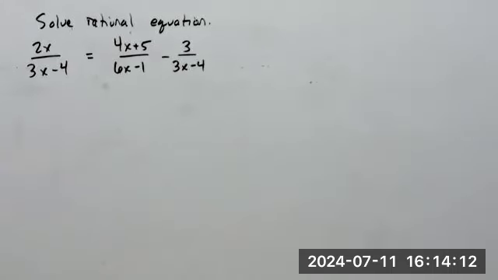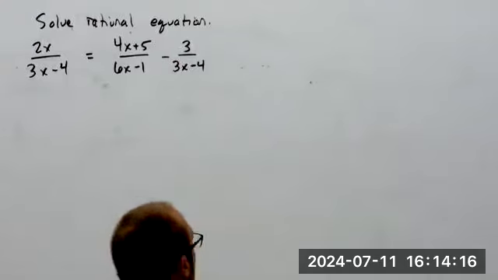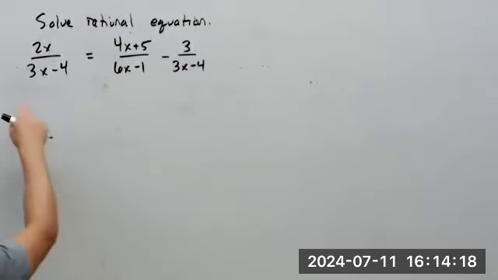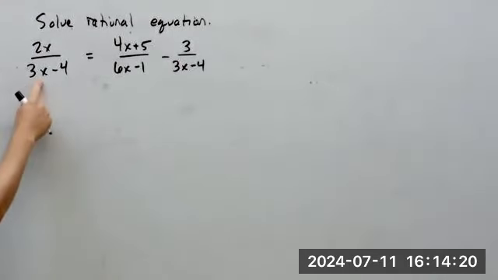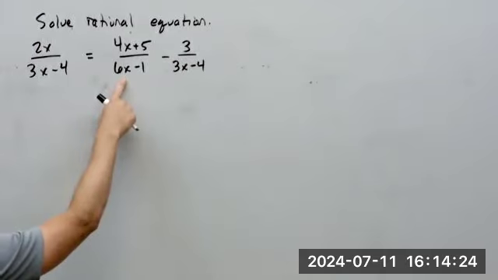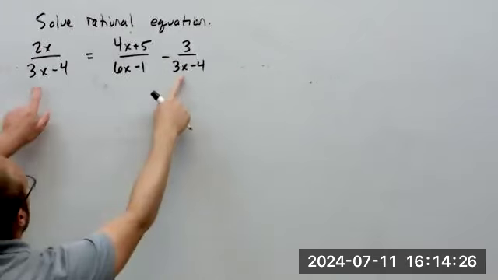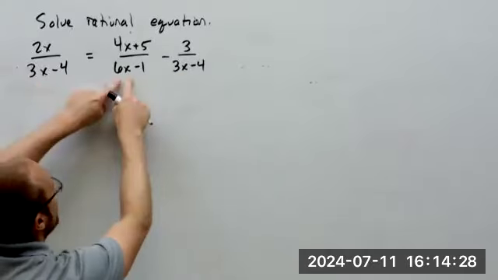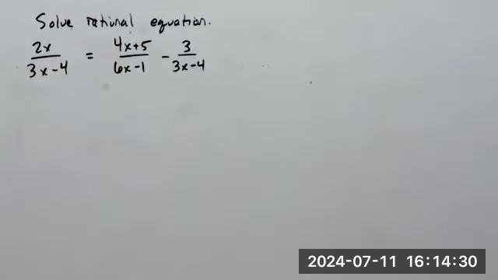All right, here we've got another rational equation. This one is a little bit more involved than the one we previously did. So here we have division by 3x minus 4, and we have division by 6x minus 1. So we go through the same steps though.